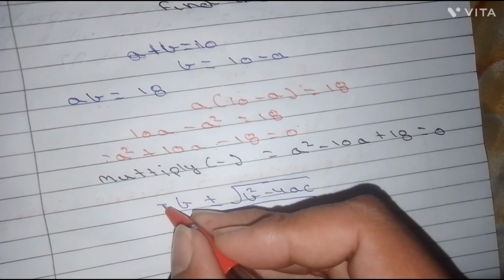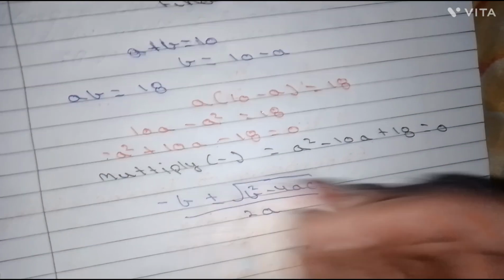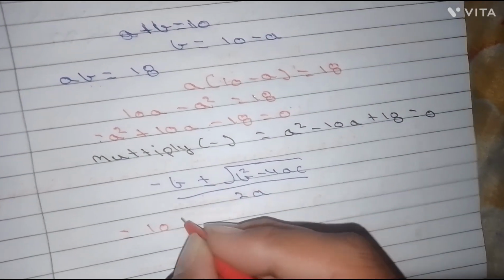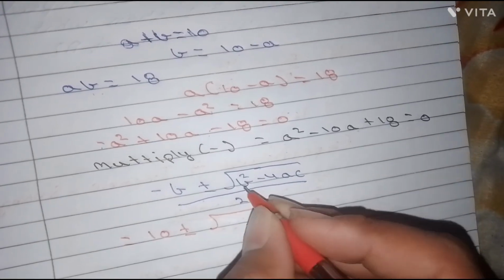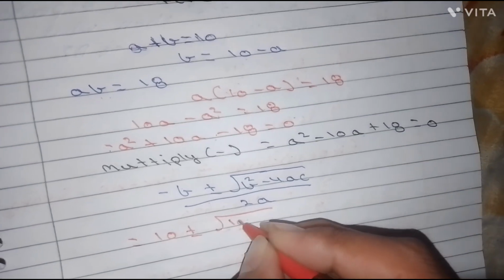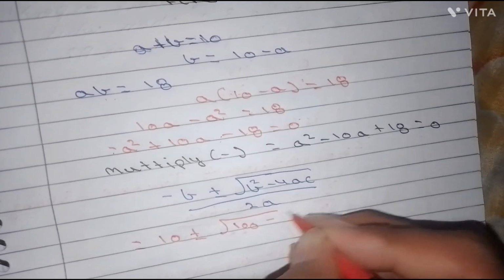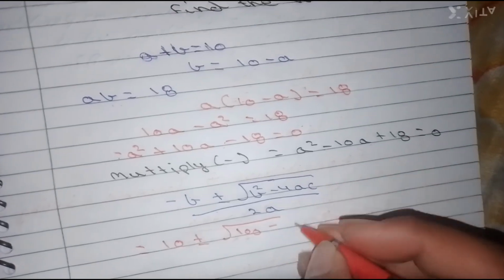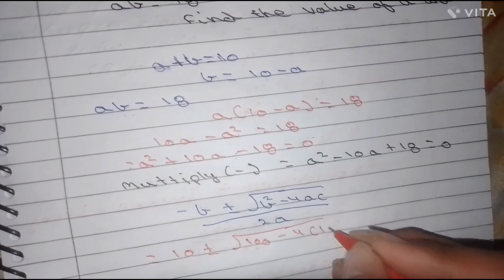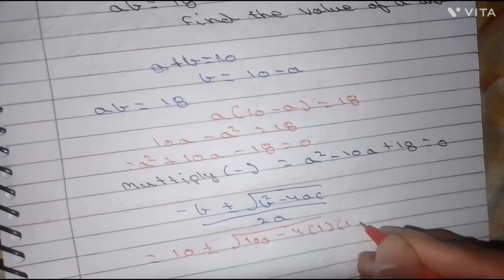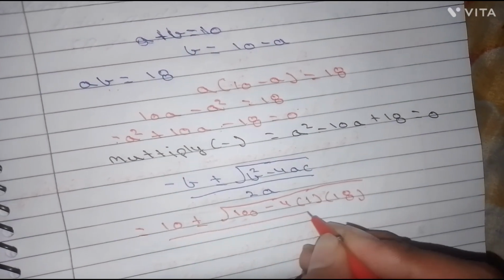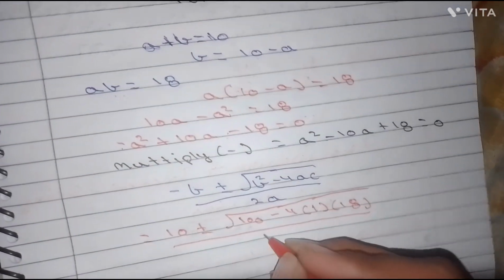Minus into minus, while putting in place of b, minus into minus here gives plus 10, here plus minus under root. What is the value of b? Minus 10. b square, minus 10 square, is 100. b square minus 4 into a, value of a is equal to 1, into c, value of c is equal to 18. So in the final, upon 2 into a, value of a is equal to 1.